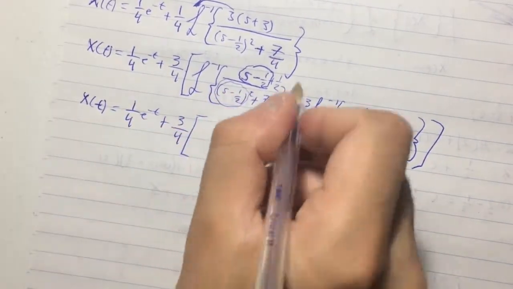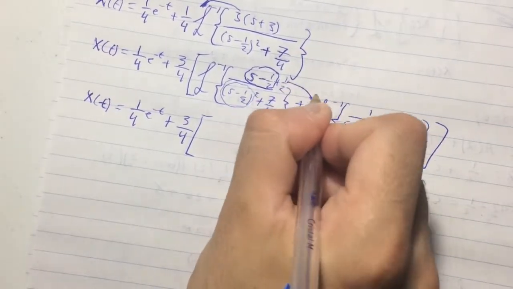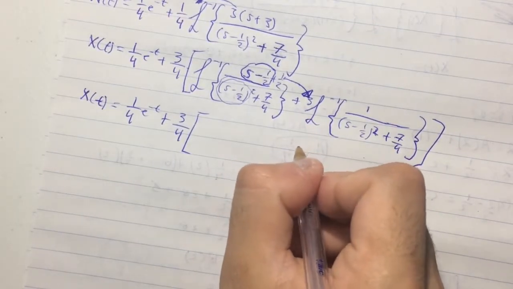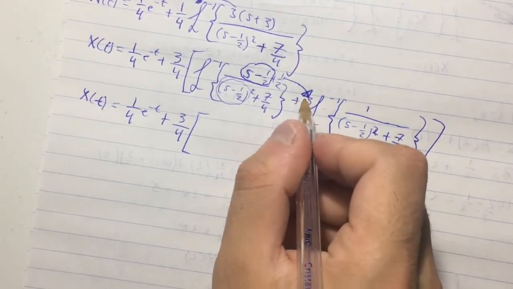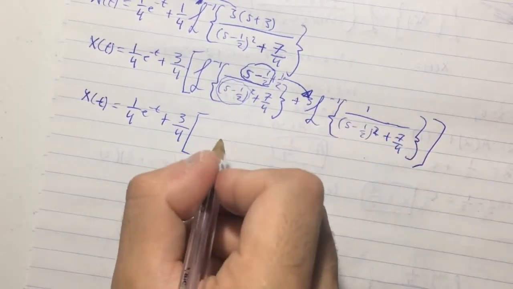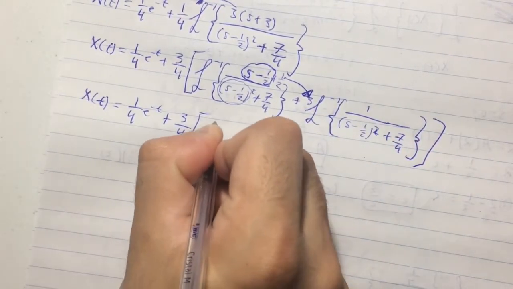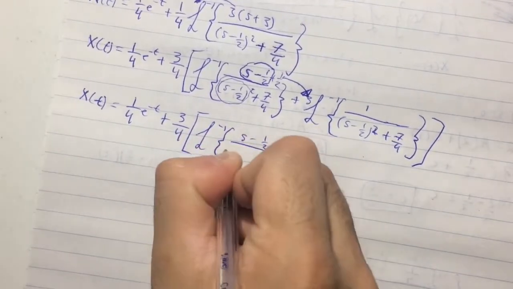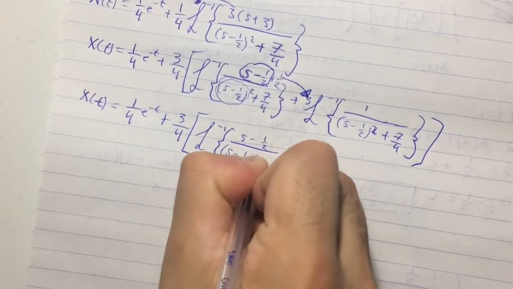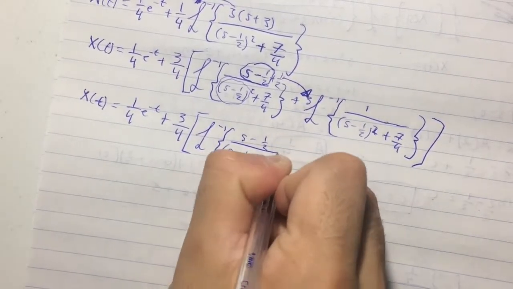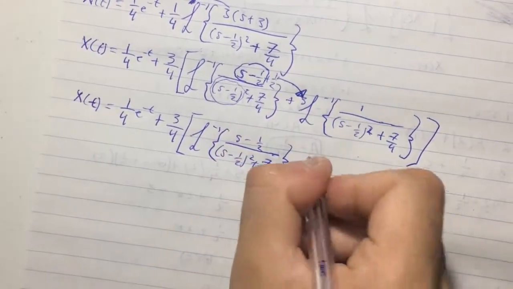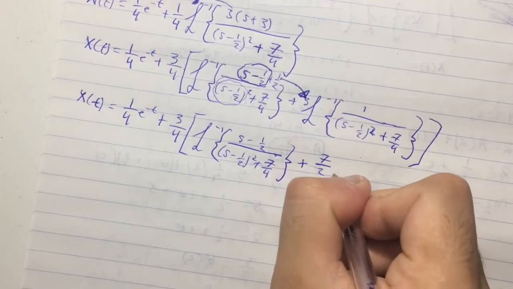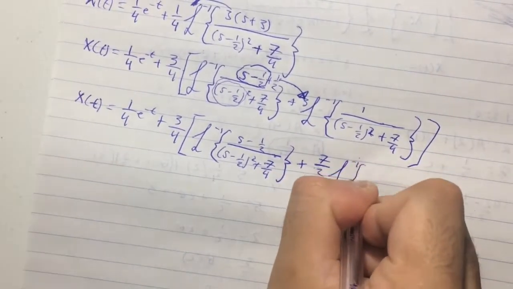Alright, and this plus 1/2 will be added to this. So 3 plus 1/2, 3 times 2 is 6, plus 1 is 7/2. So this is going to be the inverse Laplace transform of s minus 1/2 over s minus 1/2 squared plus 7/4. And then that's plus 7/2 multiplied by the inverse Laplace transform.